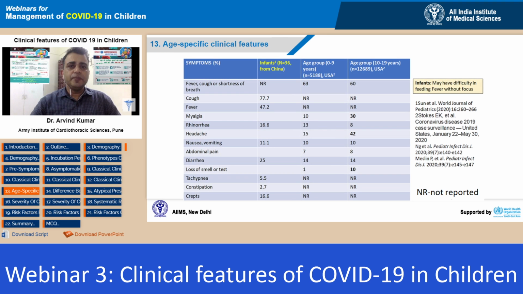This table shows clinical features of various age groups in children. Infants had more cough, more rhinorrhea, and more diarrhea compared to older children. Infants may have difficulty in feeding also. Children of 10 to 19 years of age had more myalgia, headache, loss of smell, or loss of taste. But it may be because younger children have difficulty in expressing these symptoms.